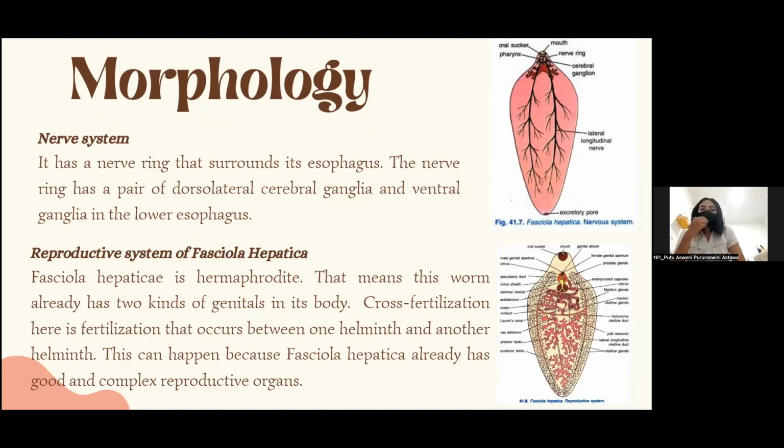Nerve system. It has a nerve ring that surrounds its esophagus. The nerve ring has a pair of dorsolateral cerebral ganglia and ventral ganglia in the lower esophagus.